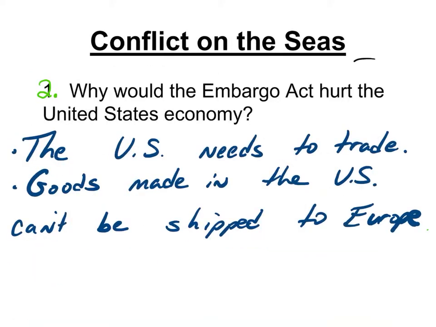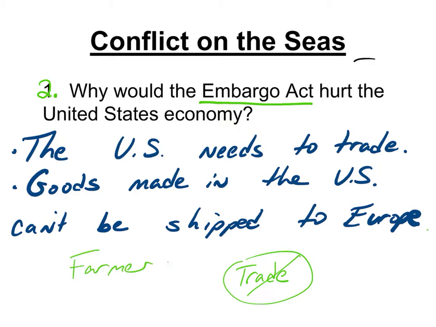Okay, welcome back. So, why does the Embargo Act hurt the United States economy? The U.S. needs to trade. Goods made in the United States can't be shipped to Europe if trade has been blocked off. So the Embargo Act is going to hurt American farmers. It's going to hurt American factories. It's going to hurt the U.S. economy.